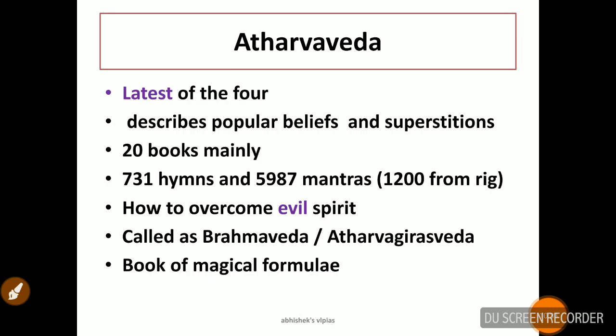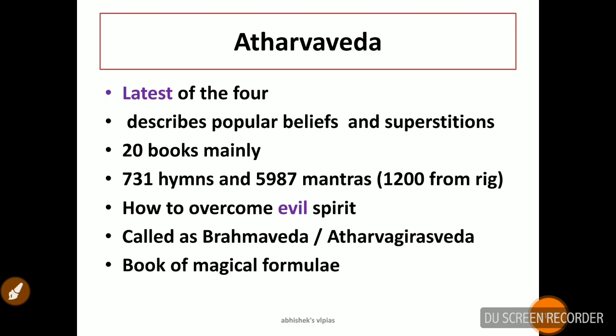Now we are talking about the last portion of it, that is Atharva Veda. Atharva Veda is the latest of the four. In this Veda, they describe popular beliefs and superstitions. It is later, that means it is not a main part of the Vedas 1, 2, 3. Atharva Veda is something separate, but it is now a part of the main Vedas. It has 20 books mainly, 731 hymns and 5987 mantras. Out of these 5987 mantras, 1200 are taken from Rig Veda.